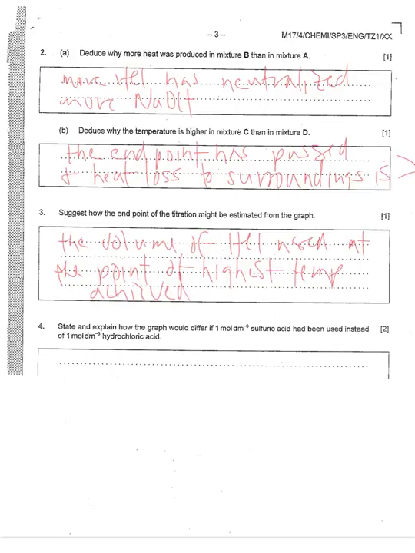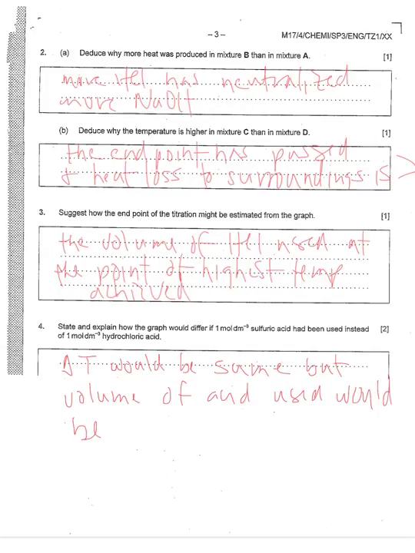Question 4, state and explain how the graph would differ if 1 mole of sulfuric acid had been used instead of 1 mole of hydrochloric acid. Well, the amount of NaOH is going to be the same. So delta T, the overall temperature change, would be the same. The same maximum temperature should be reached, but the volume of acid used would be half as much. And that's because there's 2 H plus per H2SO4 versus just 1 H plus per HCl molecule.